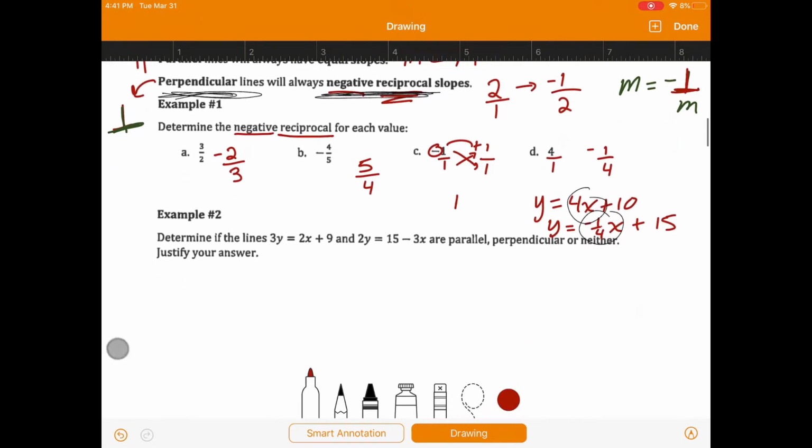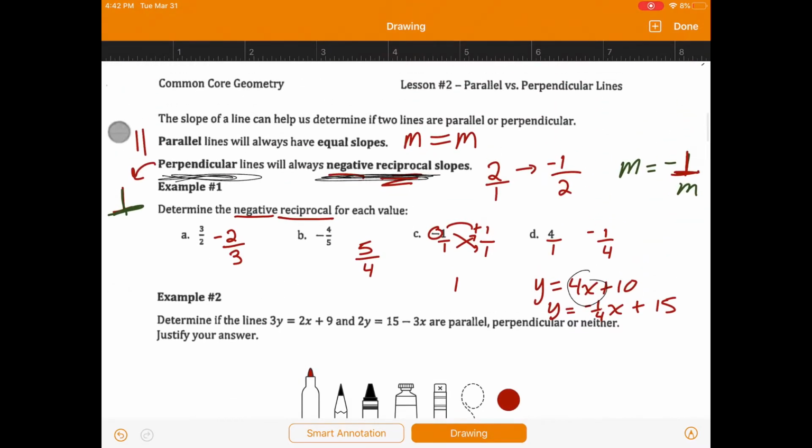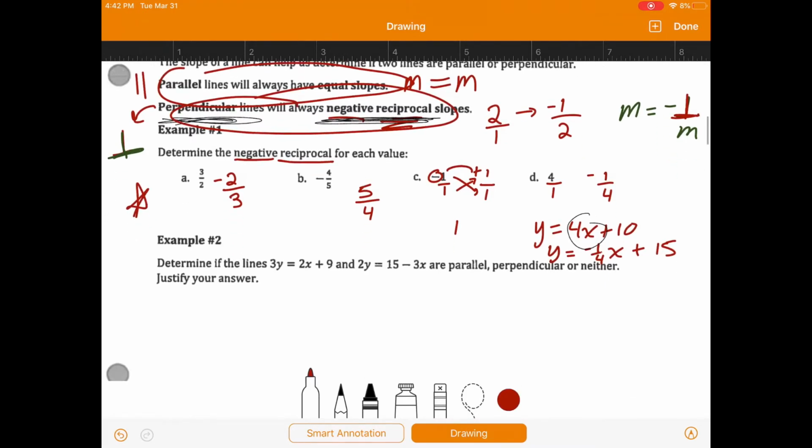So the second example, it says determine if these 2 lines are parallel, perpendicular, or neither. So if they're parallel, that means the slopes are going to be equal to each other. Okay. If they're perpendicular, they're going to have negative reciprocal slopes, kind of like what we did here. And if it's not either one of those, then that means they're just going to cross at some other angle, like this.